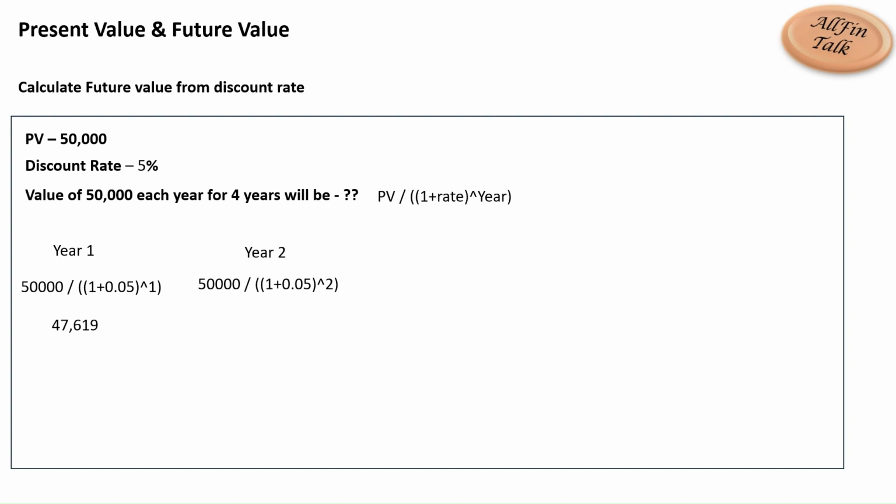Using the same calculation, at the end of year 2, our value would be 45,351. Notice that the n, which is the period, has changed from 1 to 2 here. So on and so forth. The values at the end of year 3 and year 4 are 43,192 and 41,135 respectively.